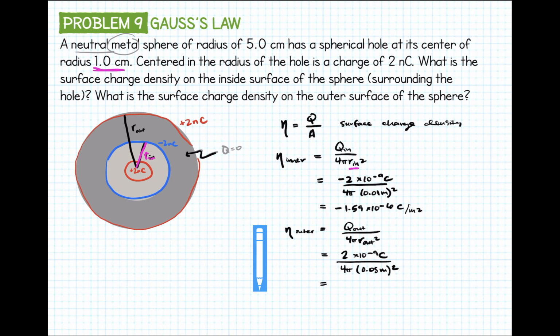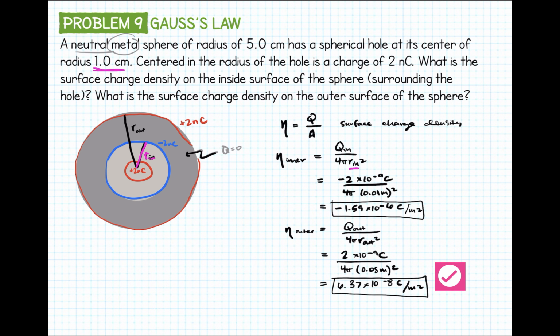That's going to be 6.37 times 10 to the -8th coulombs per meter squared. And so obviously 10 to the -8, much smaller than 10 to the -6, and that's what we were expecting. So that puts us in the right range, okay?